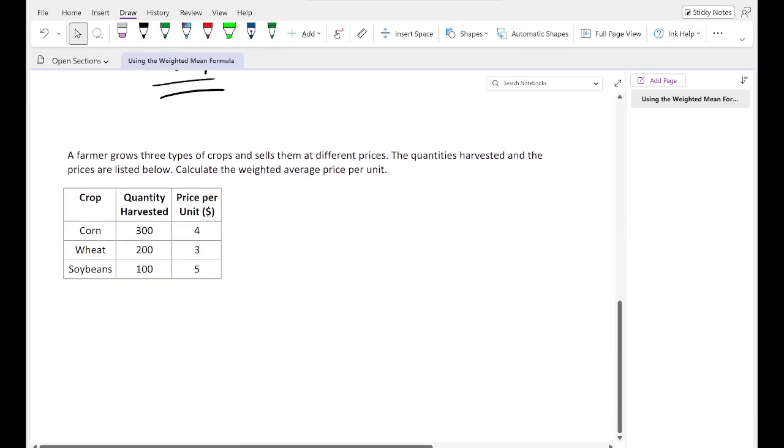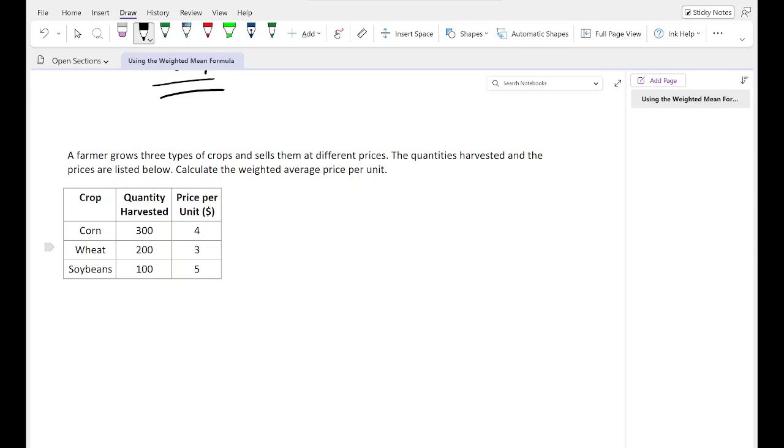Last, we're going to do this one here. A farmer grows 3 types of crops and sells them at different prices. The quantities harvested and the prices are listed below. Calculate the weighted average price per unit. So we have corn harvested 300 at a price of $4 each. Wheat harvested 200 at a price of $3 each. And soybeans, quantity harvested 100, price per unit $5 each. Now, it could be pounds, could be kilograms, whatever. We're not too worried about that. We're just using the basic formula to get used to it.